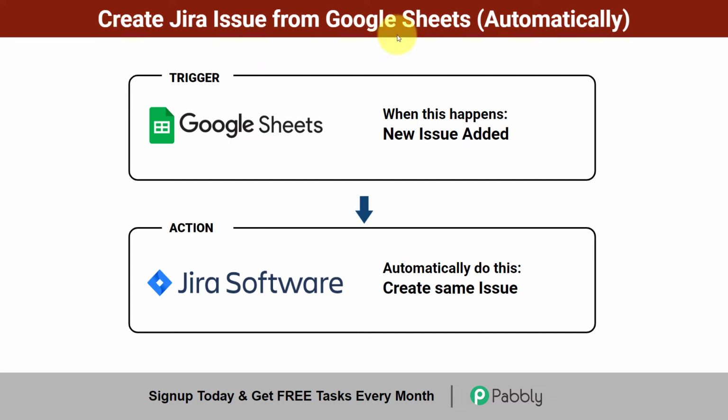Create Jira issue from Google Sheets automatically. So assume that your support team is adding a lot of issues in this Google Sheets, and now you want to create the same issue in Jira software as well. So you have two choices.